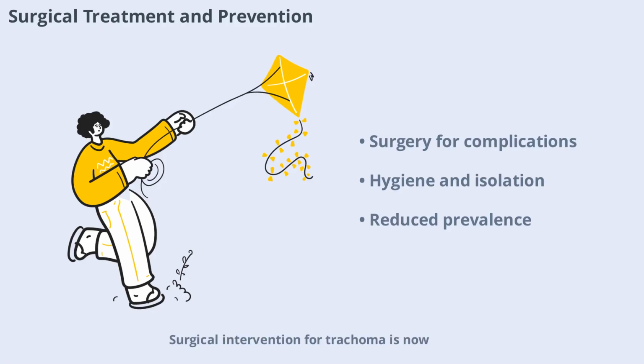Surgical intervention for trachoma is now less common due to effective antibiotics, but may be required for complications like entropion or severe scarring. Procedures include expression of follicles, excision of affected conjunctiva, tarsectomy, and keratoplasty. Prevention focuses on improving hygiene, avoiding overcrowding, and isolating new patients. These measures have greatly reduced the prevalence and severity of trachoma in many regions.